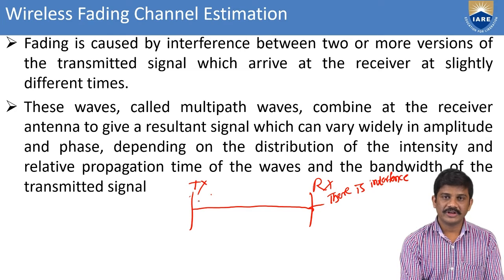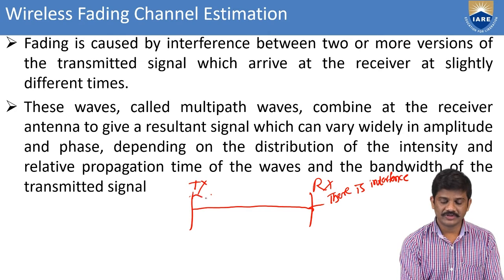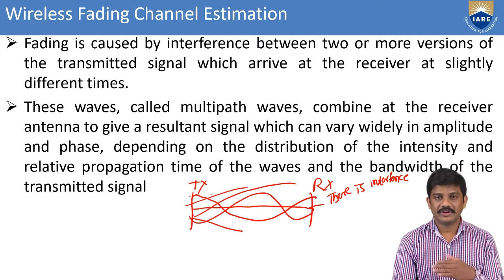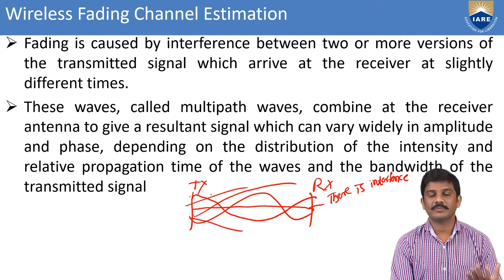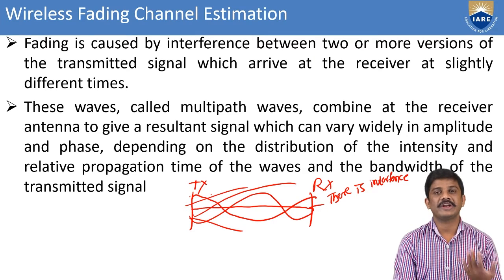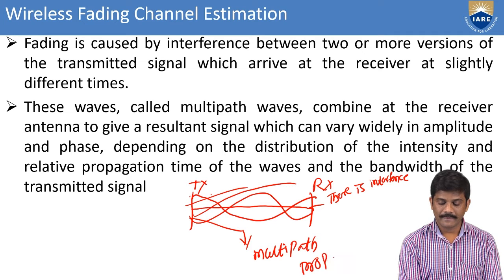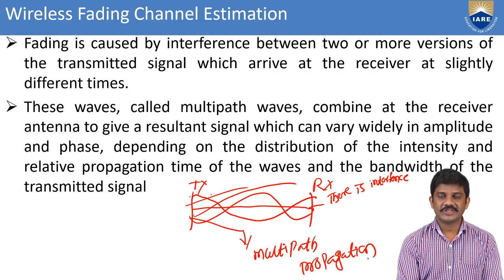Coming to when you generate multiple signals from the transmitter, what will happen? One or more signals will be generated from the transmitter. Then it causes multipath fading, multipath propagation. This is called multipath propagation, between the transmitter and receiver.